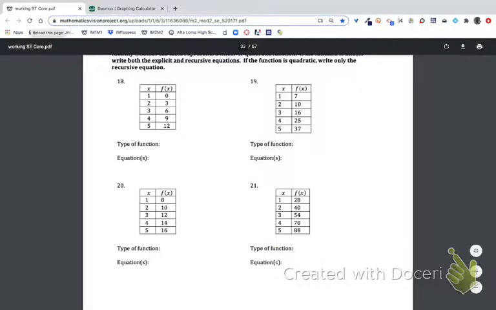For numbers 18 through 21, trying to review a little bit and go back through recursive and explicit equations. If it is linear, writing both recursive and explicit. If it's geometric, or if it's quadratic, we're only going to write the recursive. So the first thing we need to do is figure out if it's geometric, arithmetic, or what is going on here.